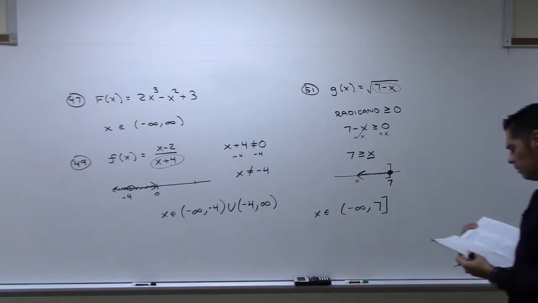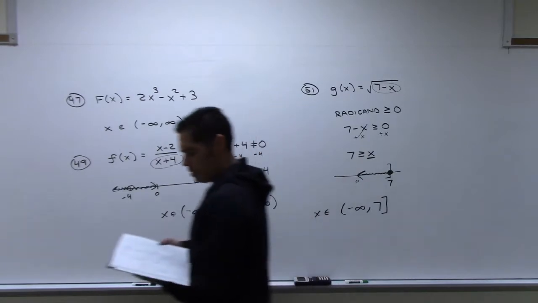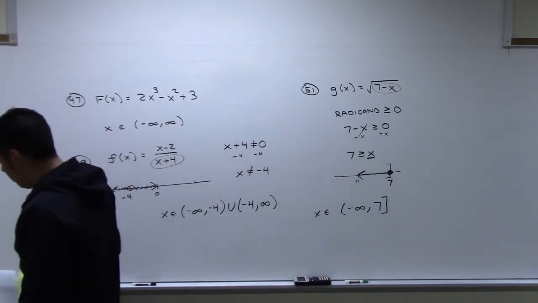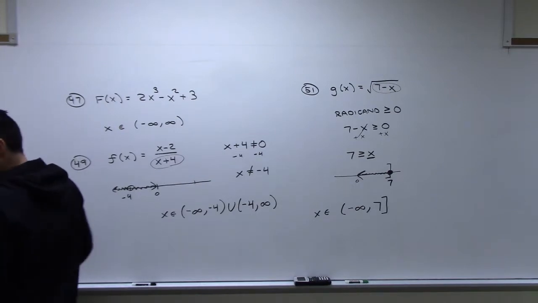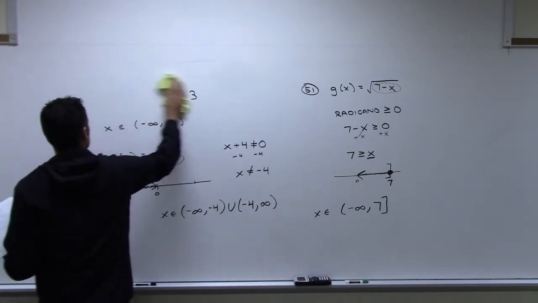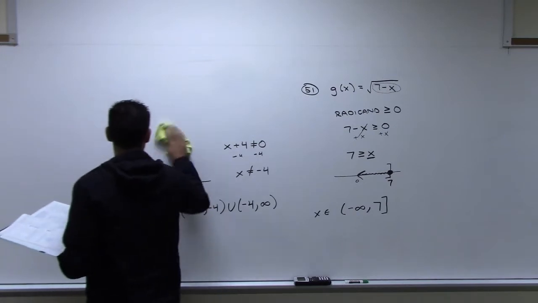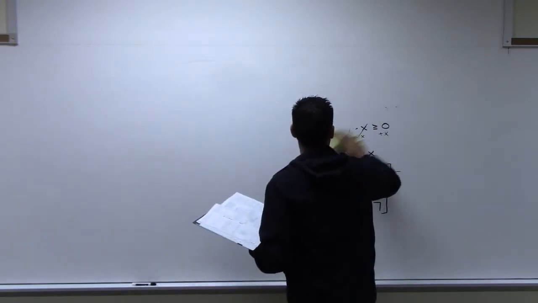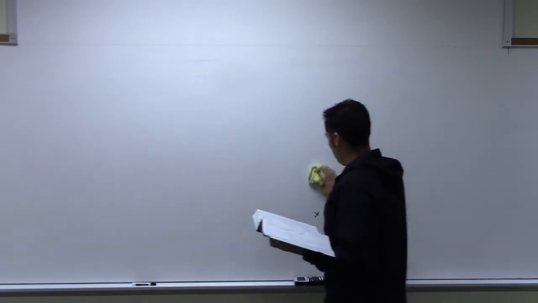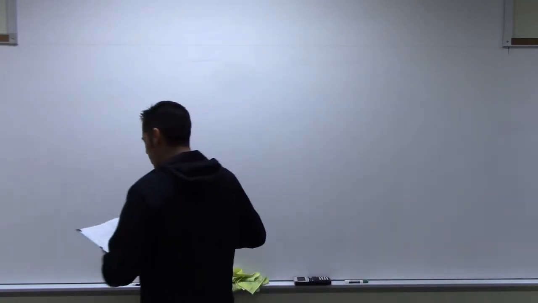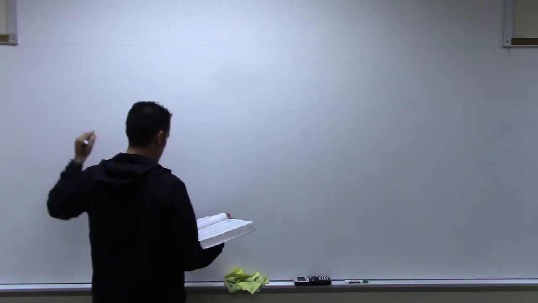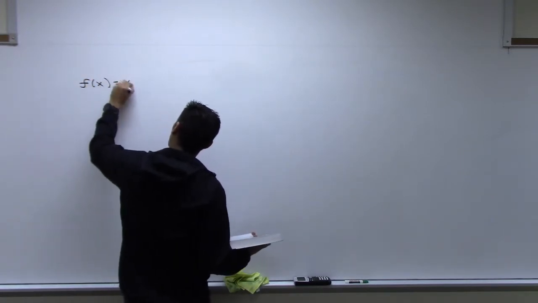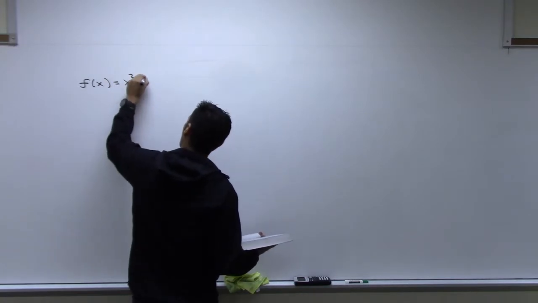All right, moving along. For numbers 61, 69, and 73, these all have to do with the same function. They give you a function, they ask you to evaluate it at different places. So let me start off by writing down what the function is that they want you to work with here. They want you to work with the function f of x equals x squared minus 4.